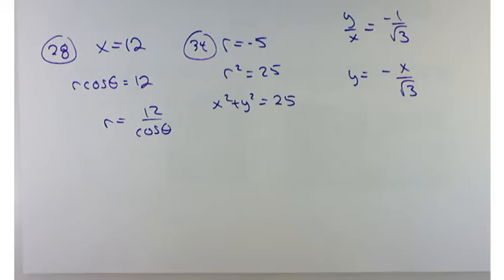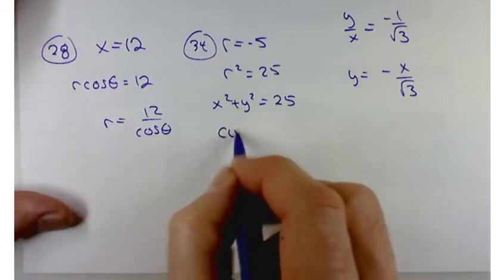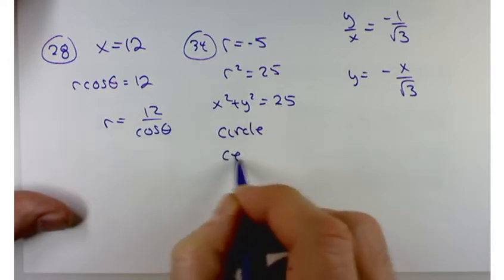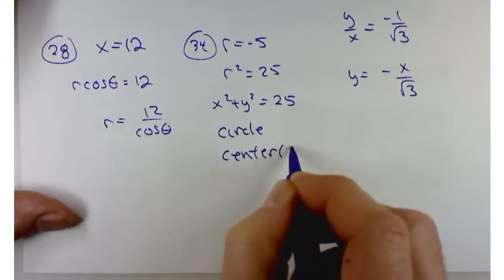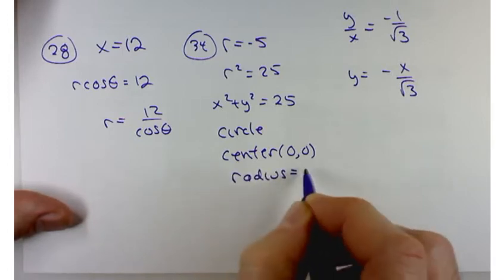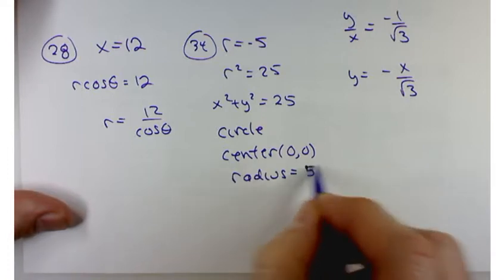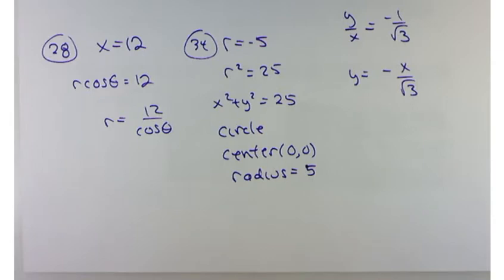What's that equation look like? Circle. Where's the center? Good, (0, 0). And what's the radius? Wait a minute. It went silent on me. What's the radius? 5. Thank you. Radius is 5. Let's start to graph these things.